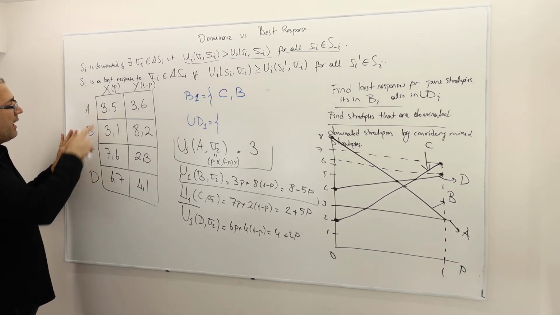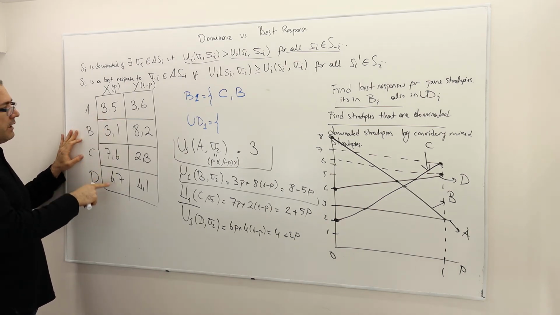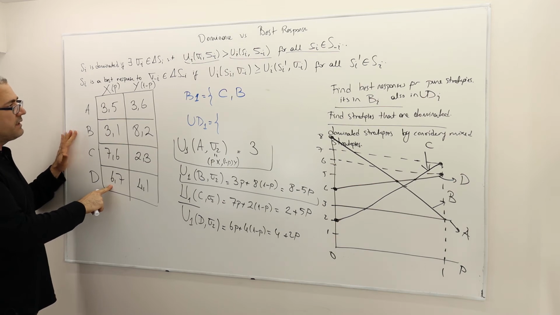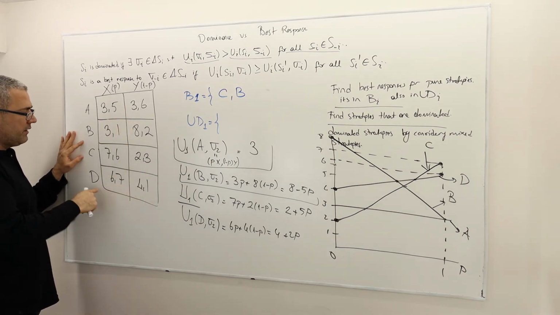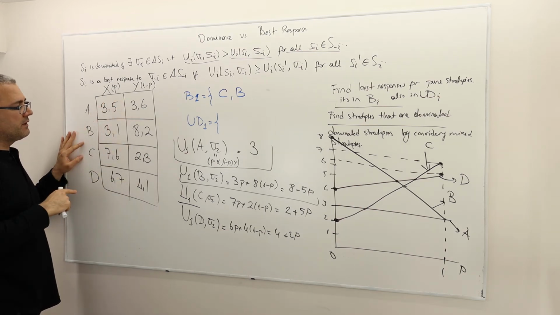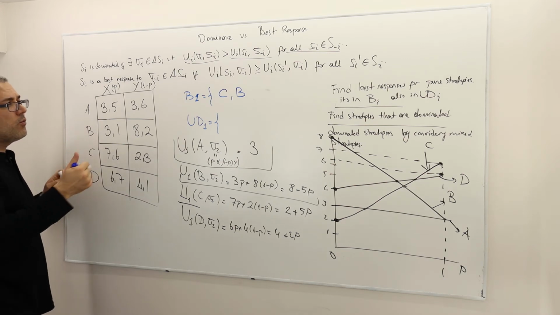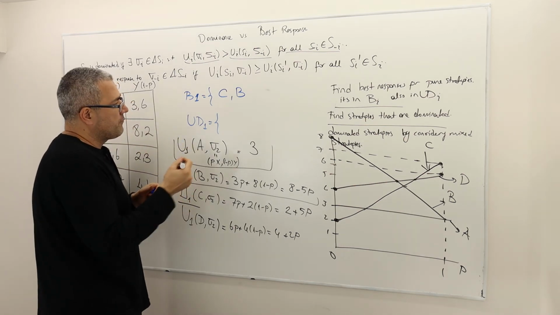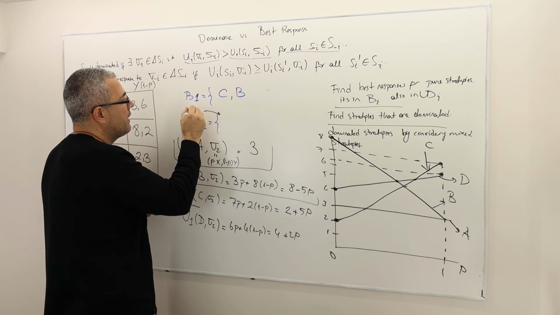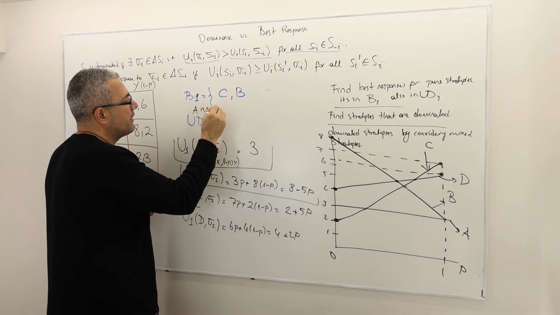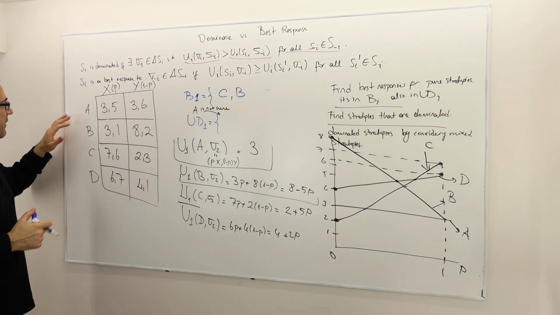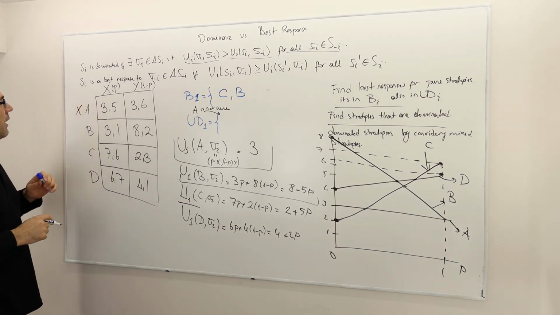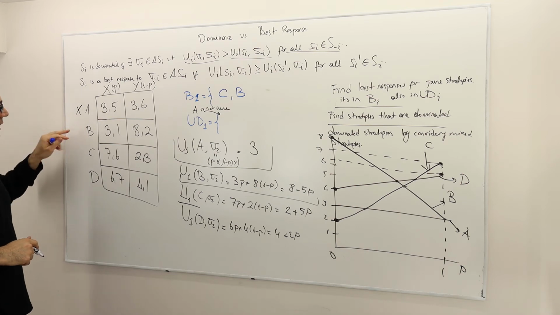So A is giving 3, D is giving 6, so D is better. A is giving 3, D is giving 4, so D is always better, regardless of what the second player does. So therefore, A is strictly dominated. So you know what? That means A should not be here. All right, A is not here. Very good, because it's strictly dominated. All right, I'm putting this X so that it's not included.